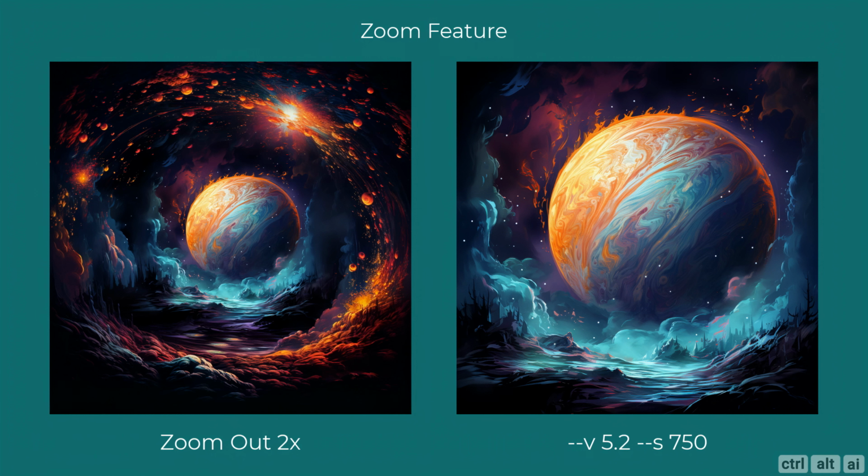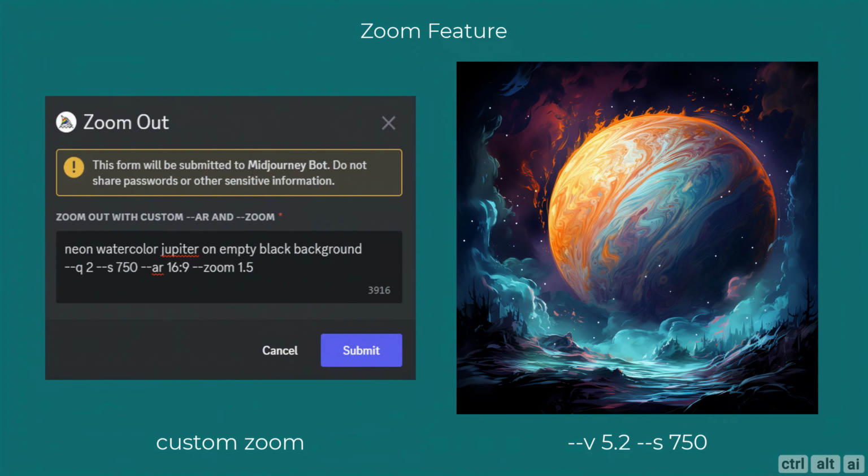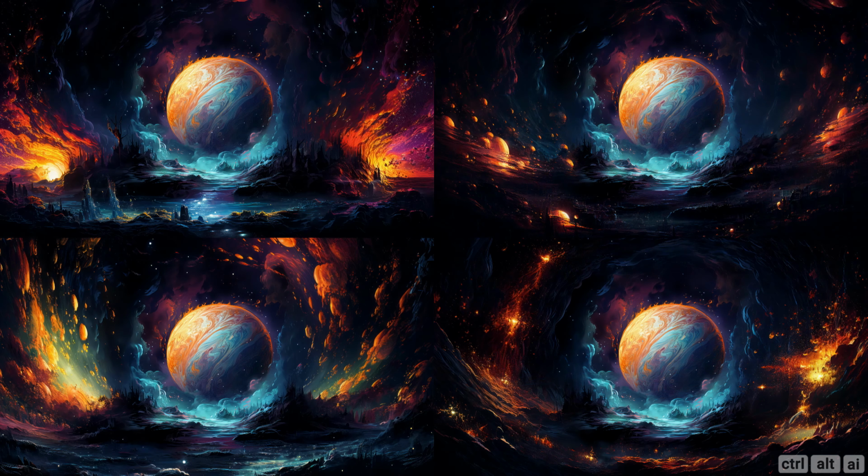Let's look at the third image. Quite amazing. It is outpainted in a very natural way. Now you can custom zoom this image as well. When you click on custom zoom, you will get a prompt like this. In this dialog box, I changed the aspect ratio, say 16:9, the zoom to 1.5x, and keep everything else the same. And it generates the following image.